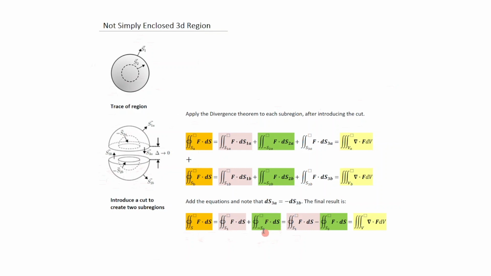Or alternatively, you may want to reverse the direction so that it's pointing in the opposite direction. You can make this S2, but in that case, a minus sign goes here. When you glue these two volumes together, this is the total volume of interest, which is enclosed. So this is how you would apply the divergence theorem if you have basically a hollowed out region.